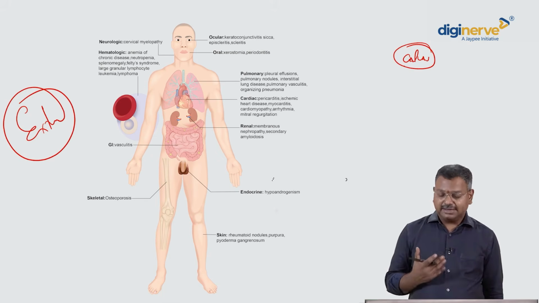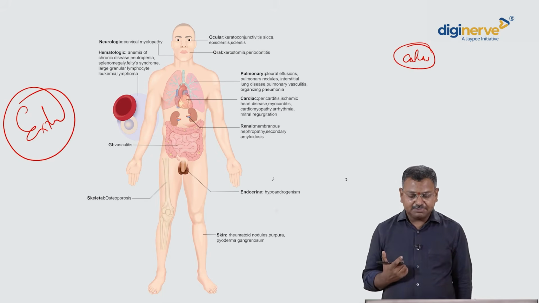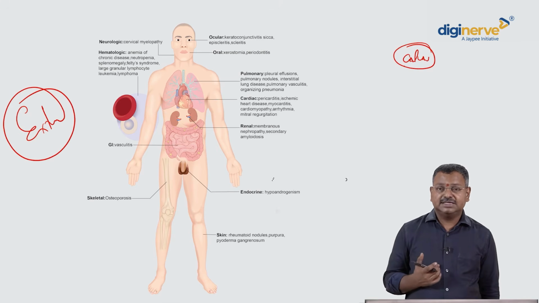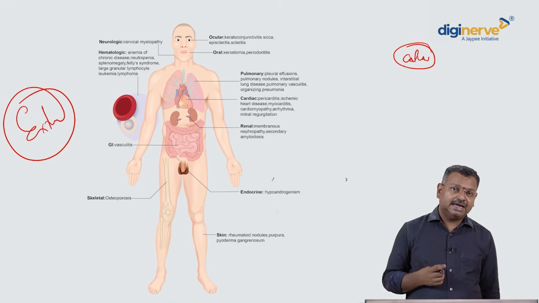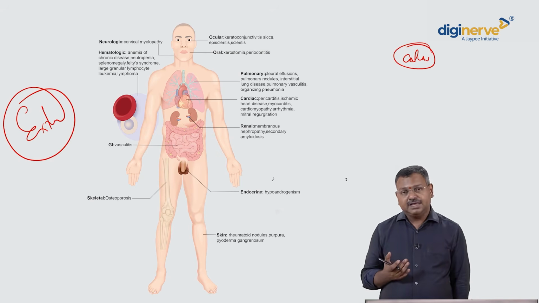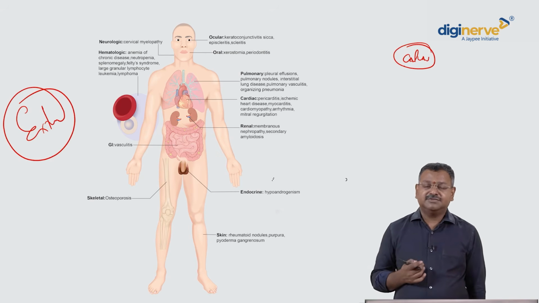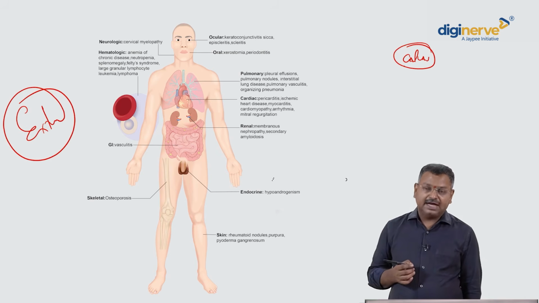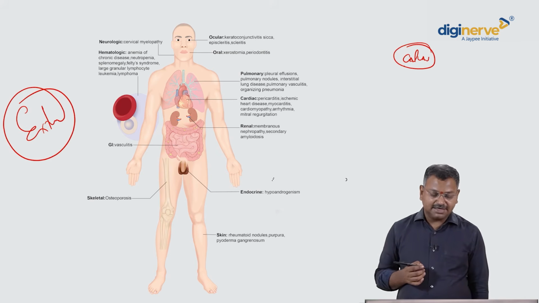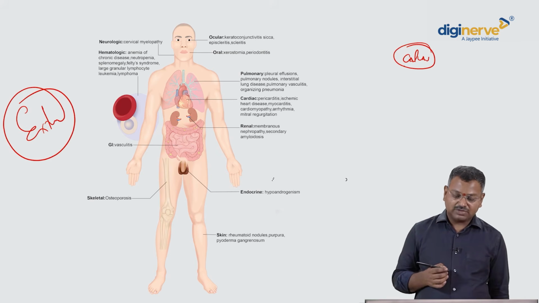In the cardiac system, it can produce pericarditis, myocarditis, mitral regurgitation, and arrhythmias, and it's a pro-inflammatory condition, so ischemic heart disease is common. In the kidney, it can produce membranous nephropathy and secondary amyloidosis. Hypoadrenism, hypogonadism can be seen, osteoporosis, vasculitis.